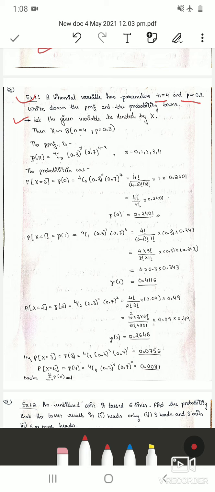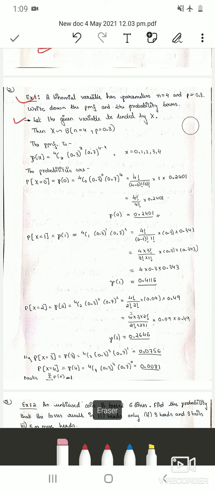So let us assume the given variable to be denoted by x. Then x follows binomial distribution with n equal to 4 and p equal to 0.3. This is how you read: x follows binomial distribution with parameters n equal to 4 and p equal to 0.3. This notation is nothing but it states as it follows, and you can write it as x follows b of 4 comma 0.3. It is understood n is 4 and p is 0.3.